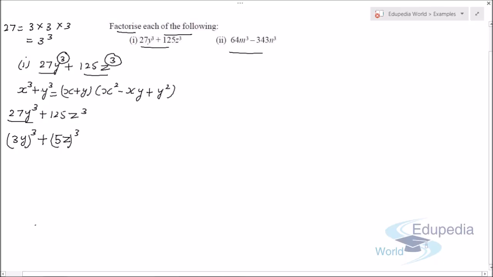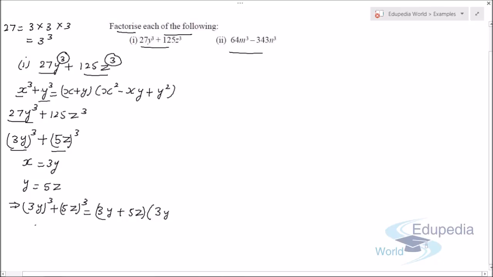Now what we have to do further is match these terms with the terms of the identity. So this directly implies that we have x as 3y and y as 5z. So this implies (3y)³ + (5z)³ can be written as (3y + 5z) into ((3y)² - 3y into 5z + (5z)²).